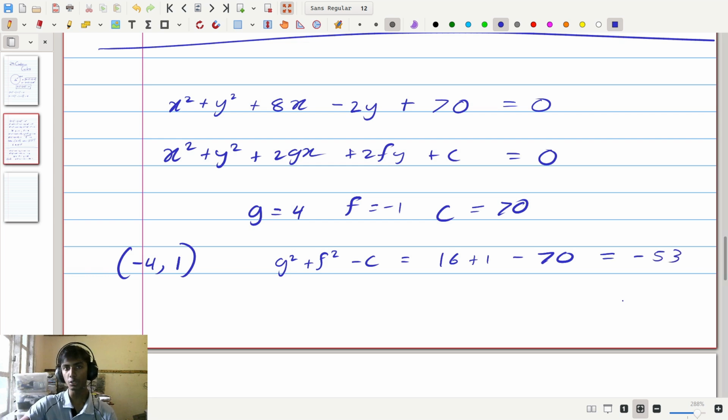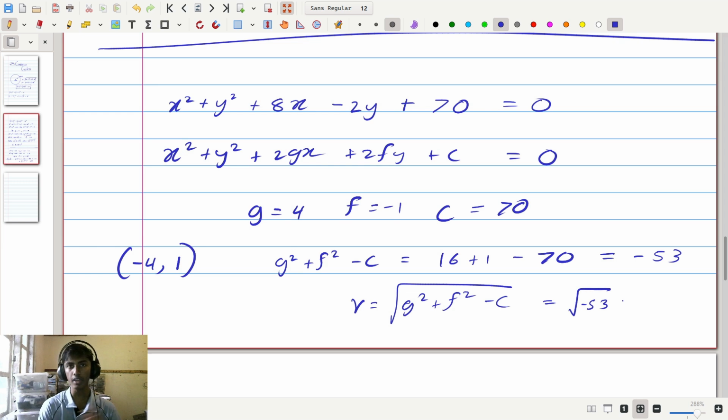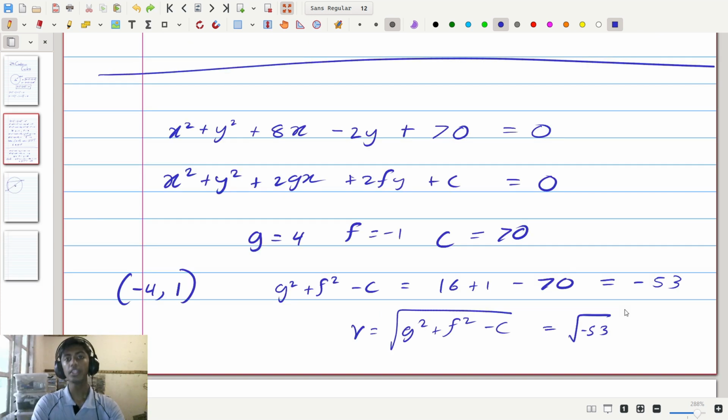If we actually try to do the calculation and we try to calculate the radius r based on the formula r is equal to the square root of g squared plus f squared minus c, we would get that the radius r is equal to the square root of negative 53, or root 53 i. Therefore, this circle is actually bogus. It does not have any real solutions. There are no points within the real coordinates that match on this circle. With this, we have shown that for this form of a circle, there are certain values of c for which the circle simply doesn't exist.